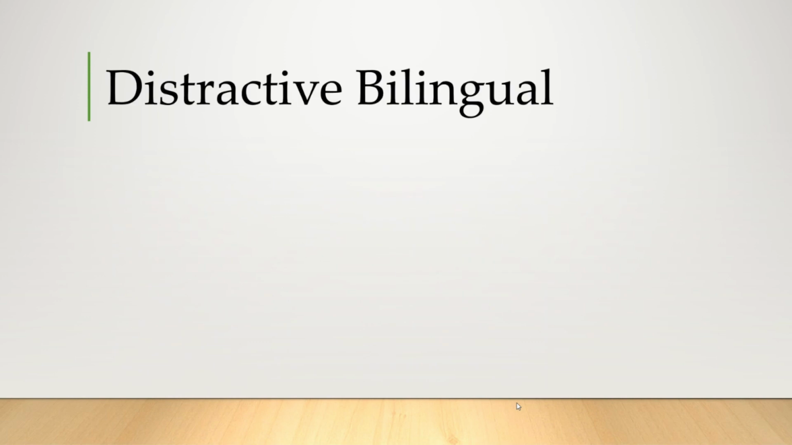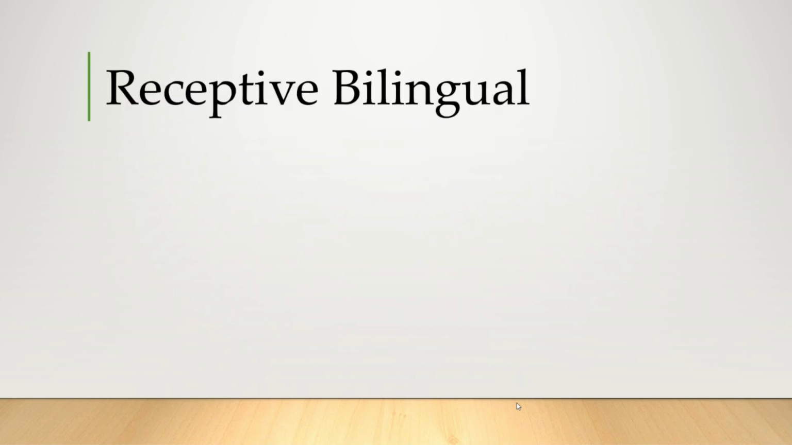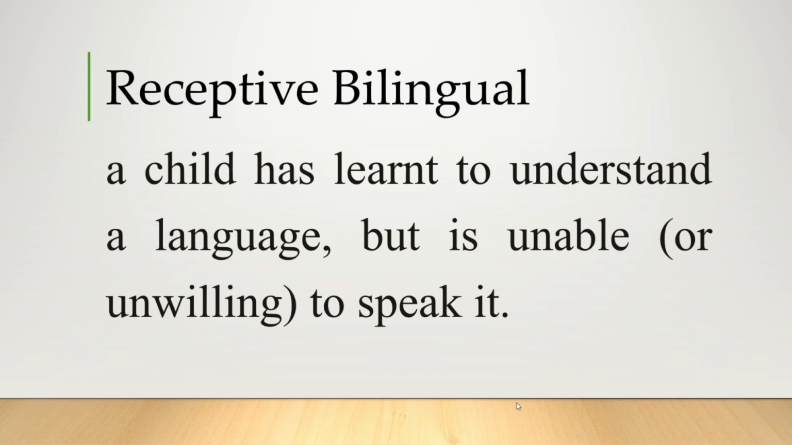We also have distractive bilingual. An individual who has some deficiencies in both languages when compared with monolinguals in each of those languages. These deficiencies typically include a smaller vocabulary, incorrect grammar, lack of creativity and spontaneity with both languages, and difficulty with thinking and expressing emotions in either language. Lastly, we have receptive bilingual. A child has learned to understand a language, but is unable or unwilling to speak it.